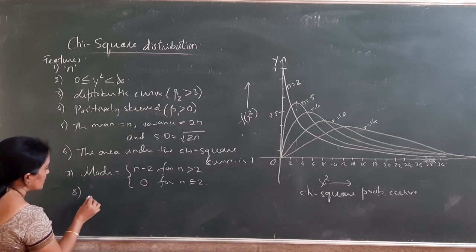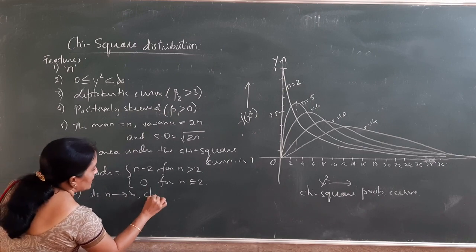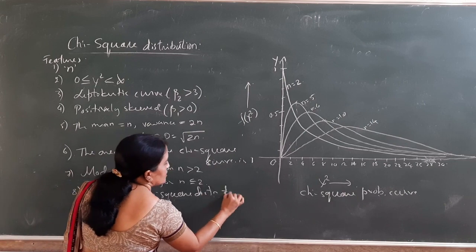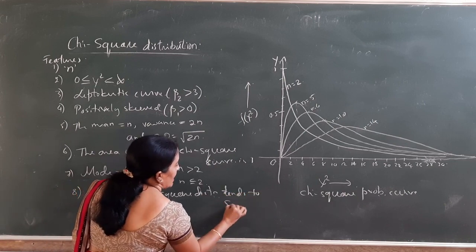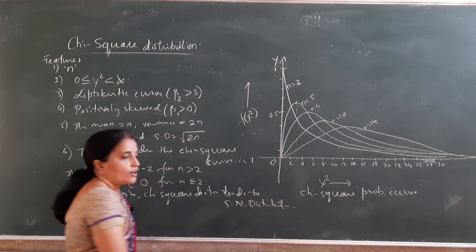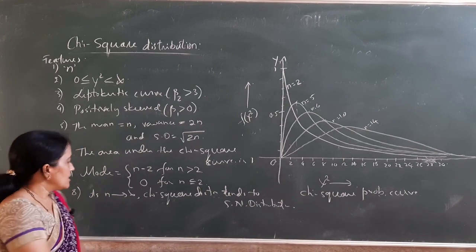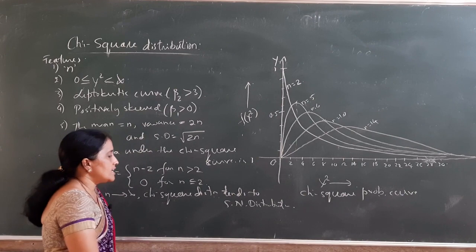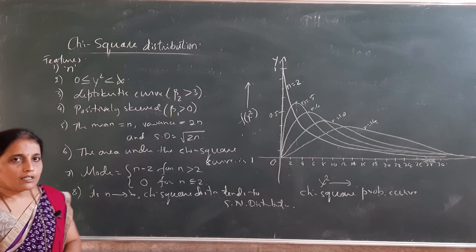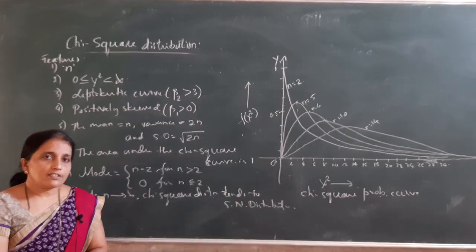Similarly, one more feature, that is as n tends to infinity, the chi-square distribution tends to the standard normal distribution, or the coefficient of skewness approaches a value 0. We can say as n tends to infinity, chi-square distribution tends to standard normal distribution. These are the features of chi-square distribution.